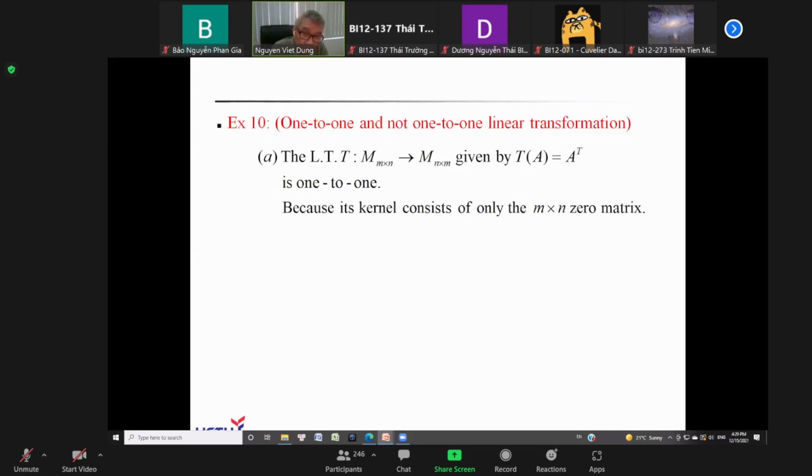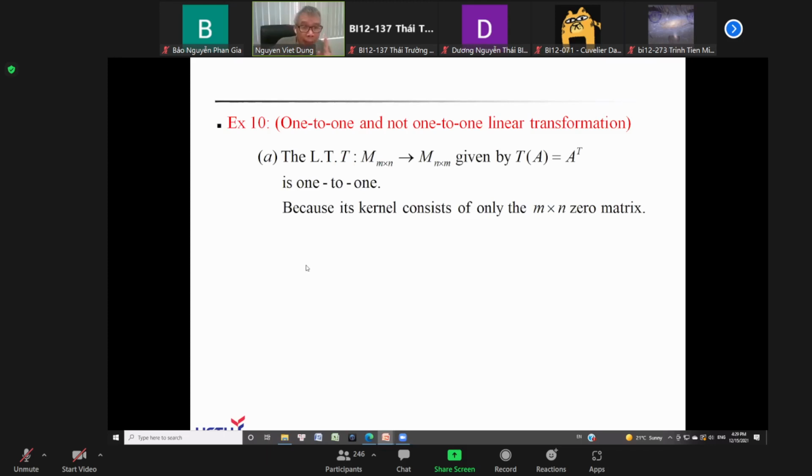The first one I want to show you is the transpose map, the map sending a matrix A to its transpose. That one is one-to-one. Why is that? Because in the previous slide we showed that its kernel consists of only the m by n zero matrix, the matrix having every entry equal to 0.